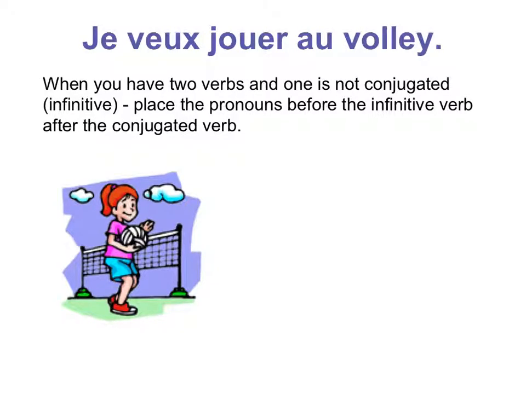Je veux jouer au volley. So here's a little something slightly different. We have two verbs here. We've got veux and jouer.